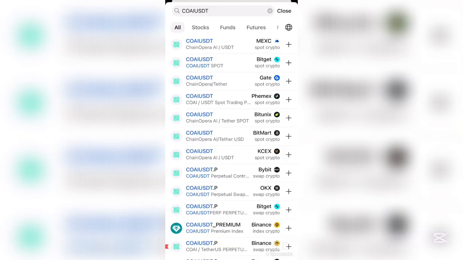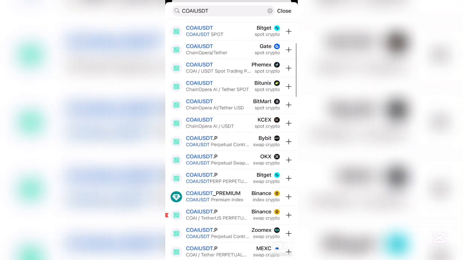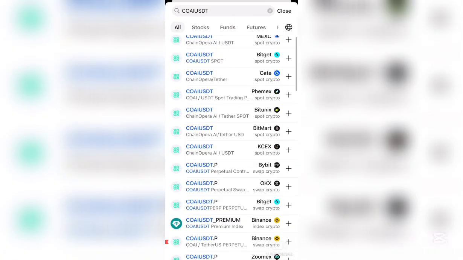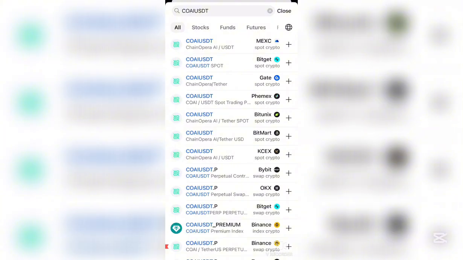Okay, the ones with the PERP, they are perpetual contracts, and they are basically for futures, though the market charts are the same. But I'd prefer you choose the one without the PERP. So let's choose the very first one. Yes, good. So this is what will happen.